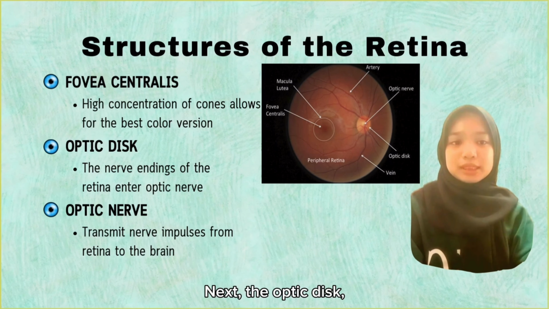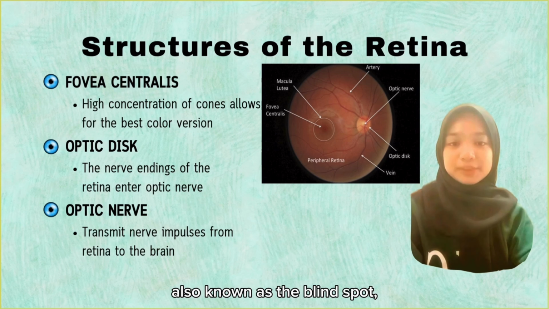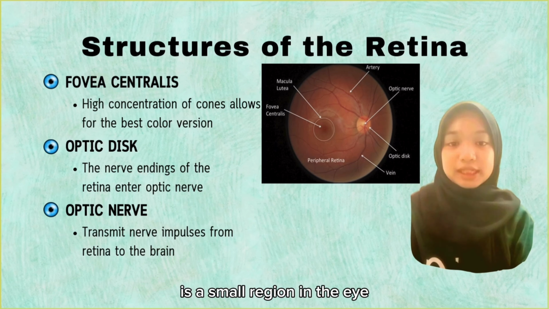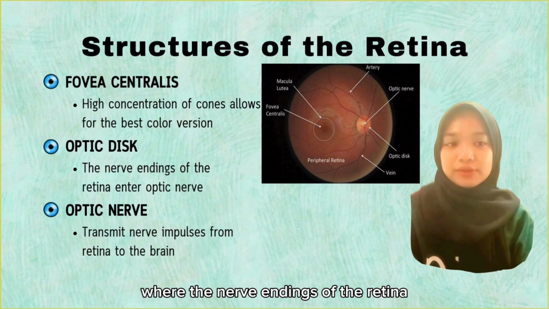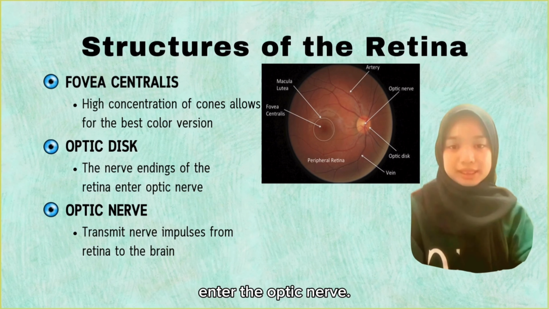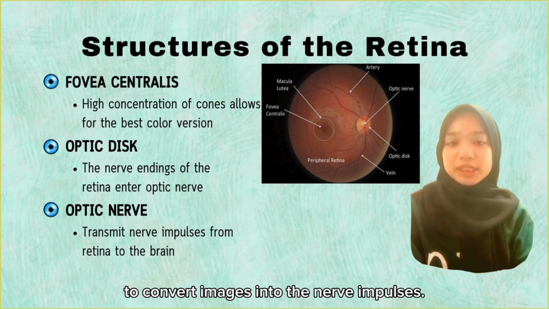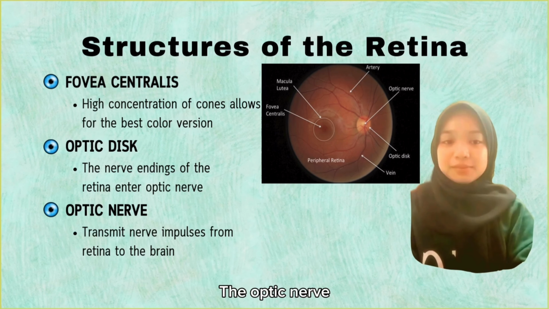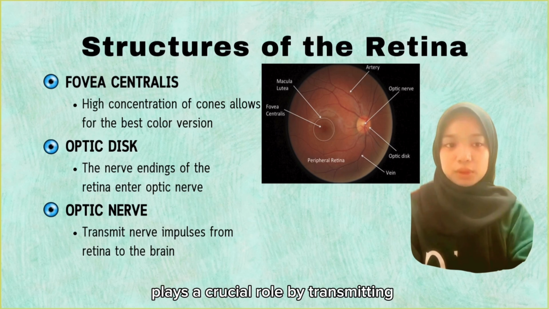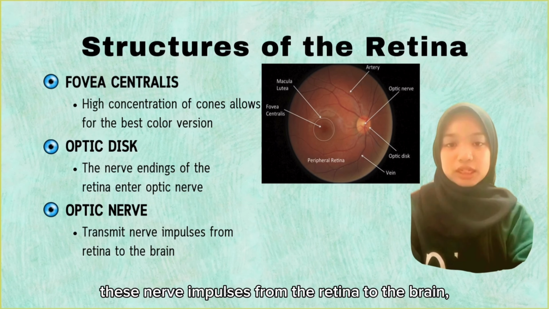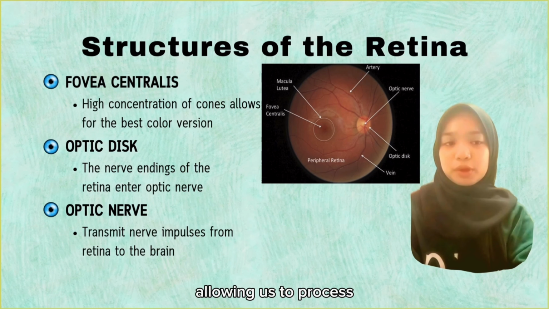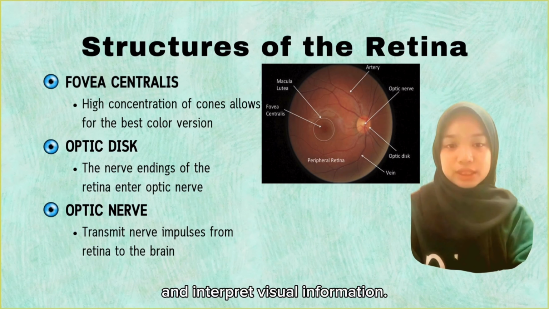Next, the optic disc, also known as the blind spot, is a small region in the eye where the nerve endings of the retina enter the optic nerve. This area does not contain any rods or cones to convert images into nerve impulses. The optic nerve plays a crucial role by transmitting these nerve impulses from the retina to the brain, allowing us to process and interpret visual information.